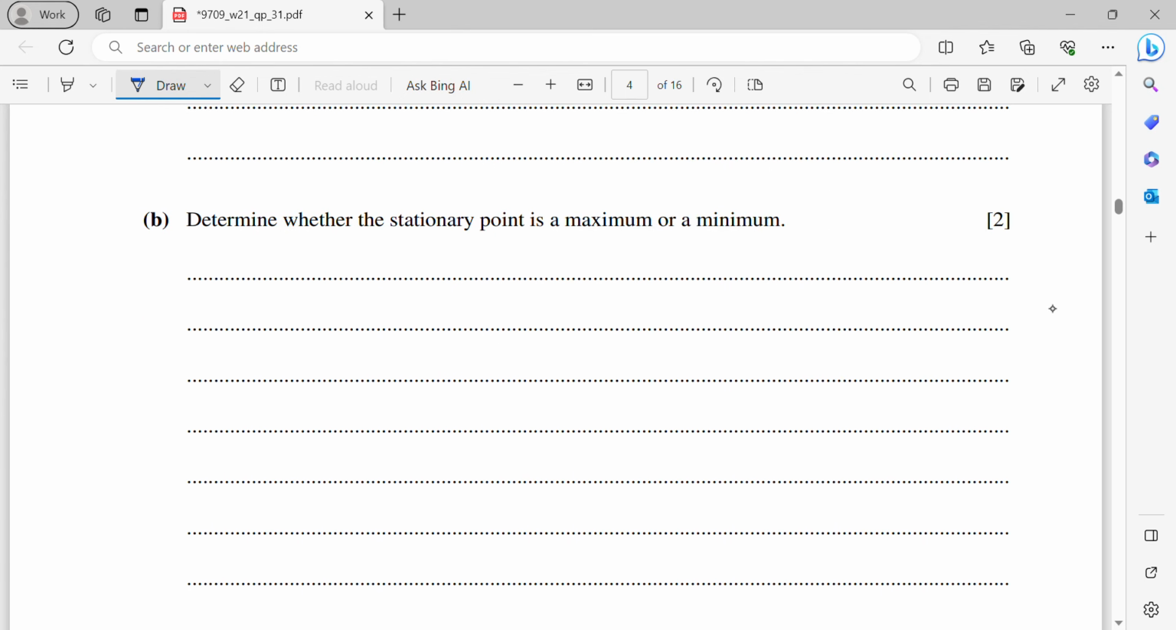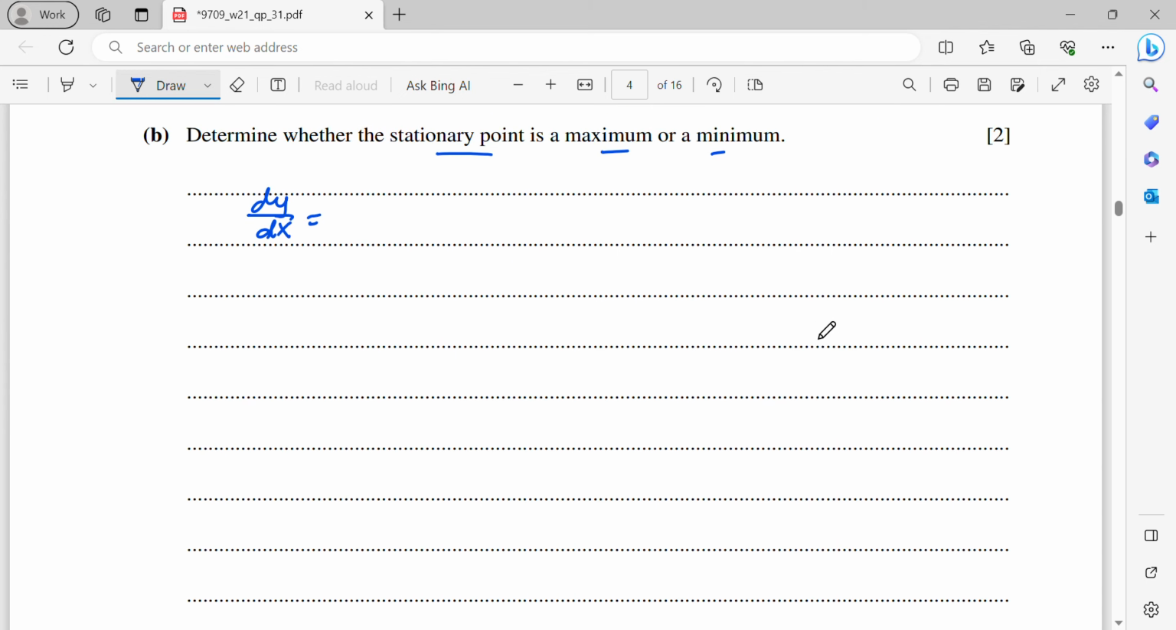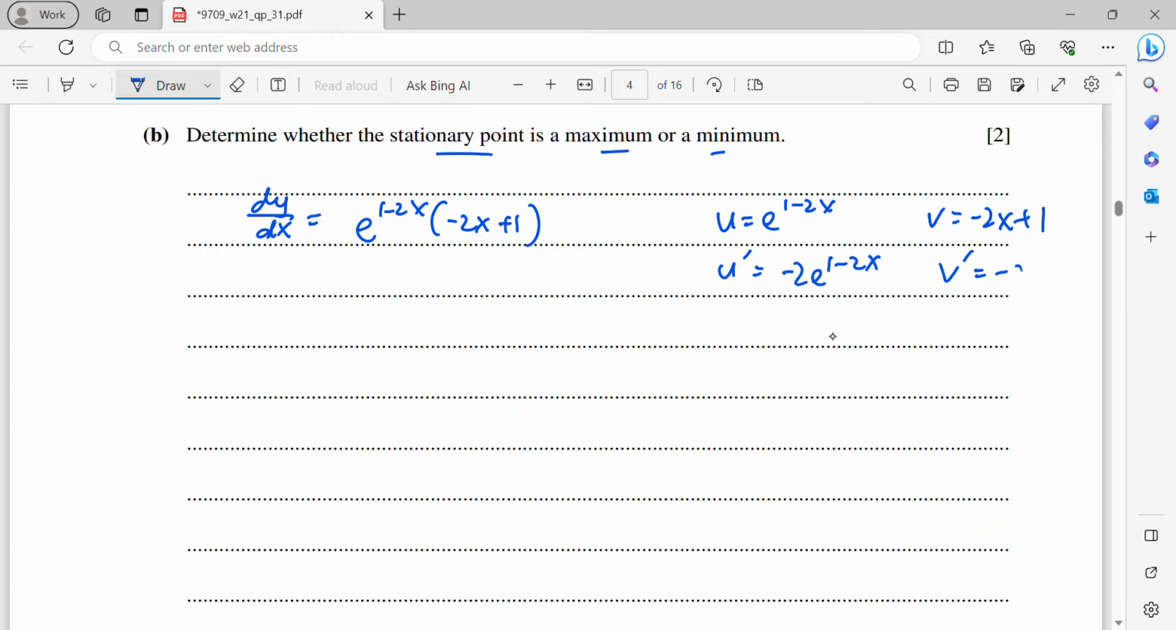Now, part B, determine whether the stationary point is a maximum or minimum. So for maximum and minimum, we need to get the second derivative. So I will rewrite back my dy/dx, which is this, exponential times minus 2x plus 1. Okay, and again, my u is an exponential function. My u prime is minus 2e^(1 minus 2x). Then my v is going to be negative 2x plus 1. Then my v prime is minus 2.